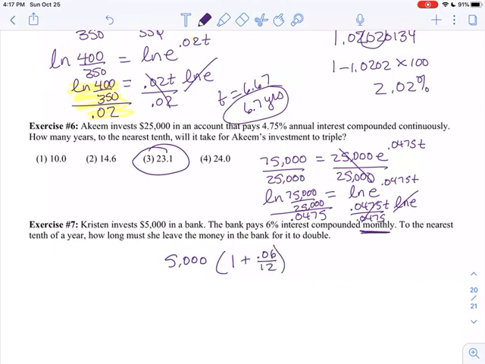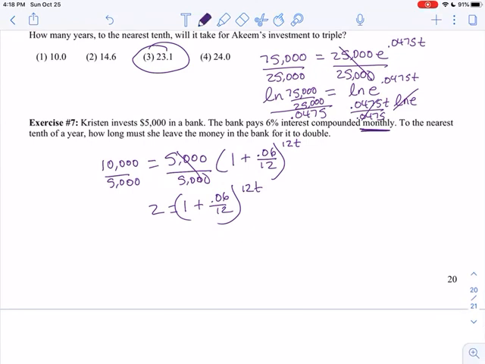So Kristen invests $5,000 in a bank. The bank pays 6% interest compounded monthly. All right, so it's 5,000 times 1 plus 0.06, but that's the yearly rate, so I'm going to have to divide that by 12 because I'm doing it monthly, and then multiply the exponent by 12. And I want to know when her investment would double. So I don't know the time. I'm going to solve to figure out the time. What I do know is I want it to double, so I want it to equal $10,000. So I'm going to divide by 5,000. So that's going to be 2 equals 1 plus 0.06 divided by 12, to the 12t.